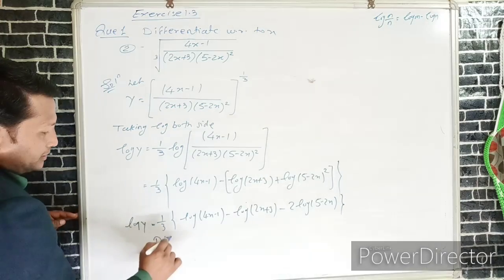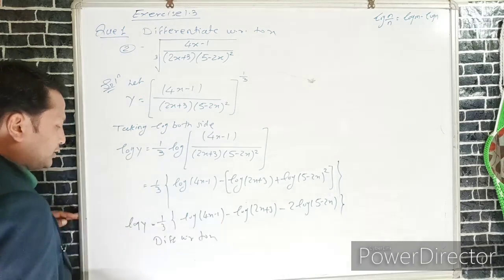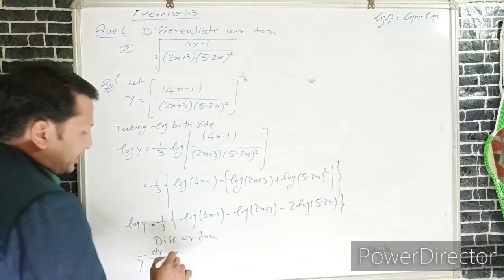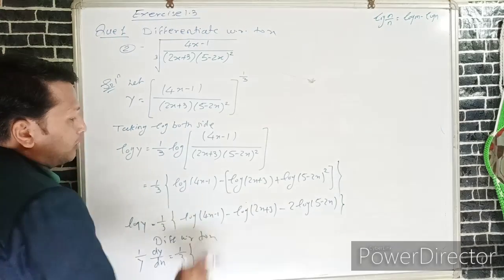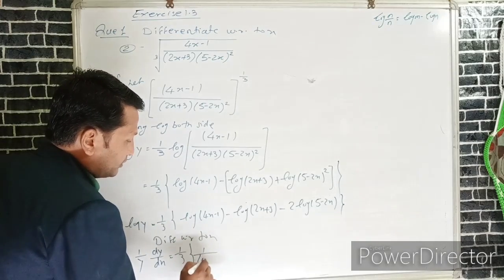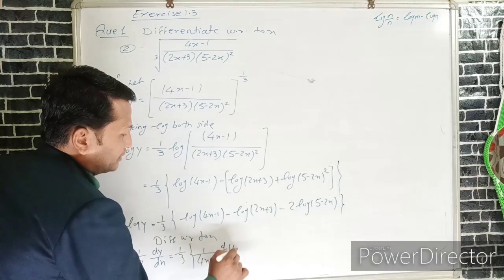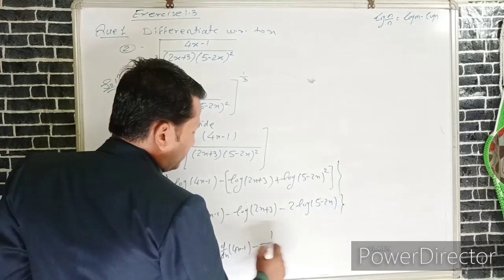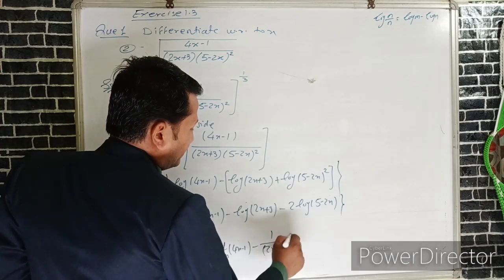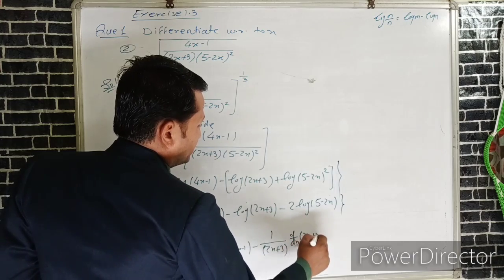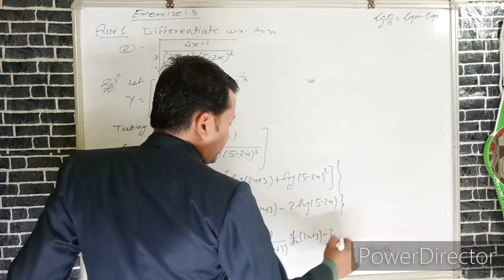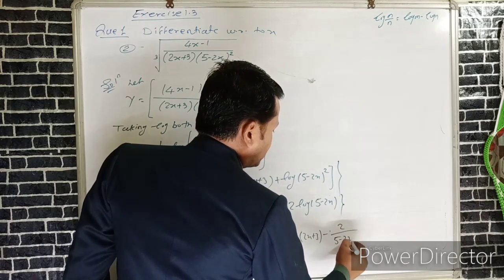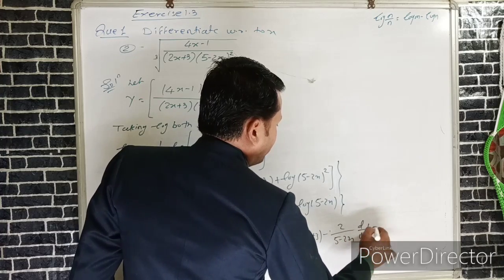If we differentiate the given function with respect to x, then we can write the derivative of log y is 1 by y dy upon dx. 1 by 3 is a constant, and the derivative of log of 4x minus 1 is 1 upon 4x minus 1, and we take again the derivative of 4x minus 1. Minus log of 2x plus 3 is 1 upon 2x plus 3, and we take again a derivative of 2x plus 3. Minus 2 into log of 5 minus 2x is 2 upon 5 minus 2x, and we take again a derivative of 5 minus 2x.